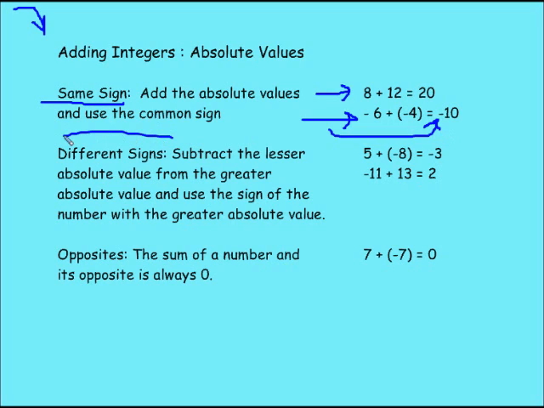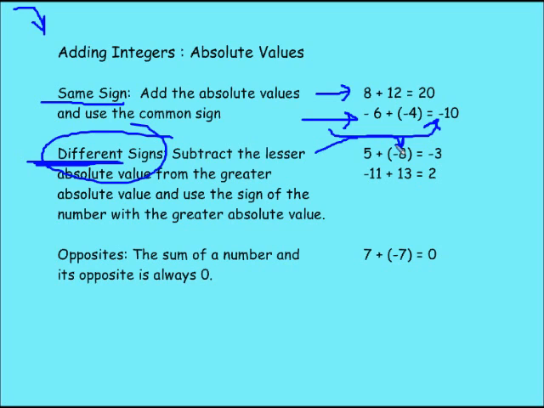Now, if they have different signs, the way I remember this is we're going to find the difference. Finding the difference means we're going to actually subtract. So 5 plus a negative 8. We have two different signs. The 5 is positive. The negative 8 is negative. So we look at those numbers, 5 and 8. What's the difference between them? It's 3. And then we give the sign of the larger integer, which is 8. So 5 plus a negative 8 is negative 3.